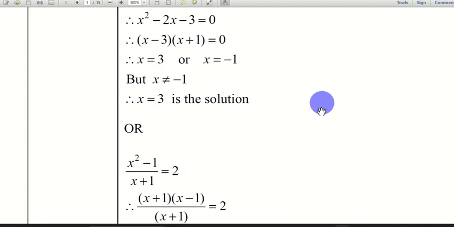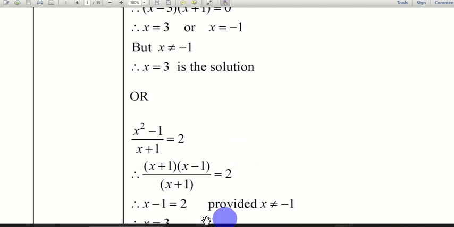Okay, there's another way. This is the way that Lino did it. He didn't even know he did it this way. You can factorize that because that is a difference of two squares. So if you factorize that, that one and that one cancel out. But you need to remember that here is a restriction once again.